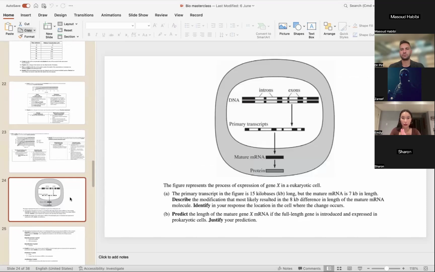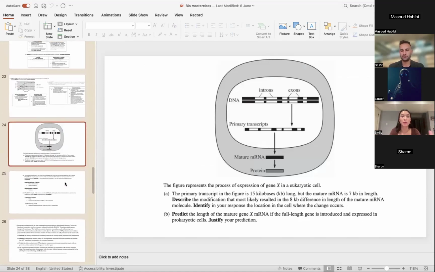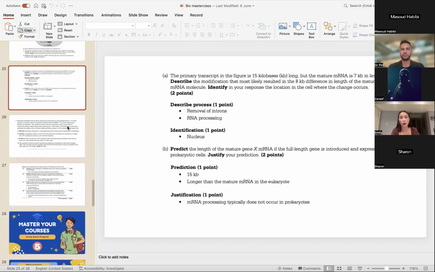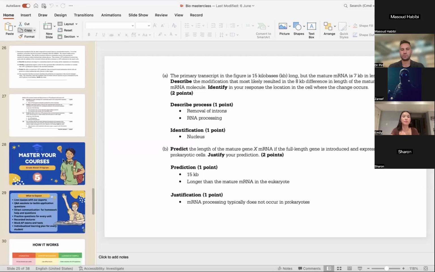Visual diagrams like this are very common as well. This one, again, students look at it, get overwhelmed. This is really asking you about a key process that we learn about in Unit 6. And then look how simple the answers are that they're looking for. They're looking for one word, which was nucleus, and then another word, which was either RNA processing or removal of introns. So again, you don't need a big paragraph explaining it. You could literally put removal of introns and they will give you the framework. So just keeping those in mind and understanding how they're marking them is going to be super crucial.